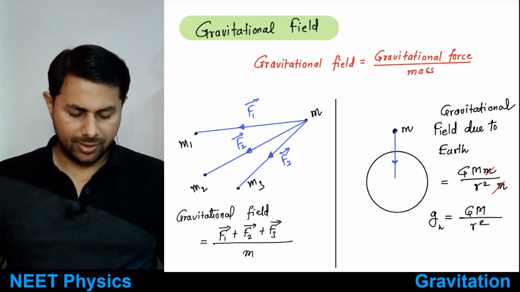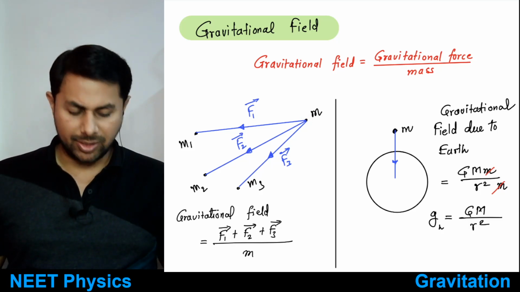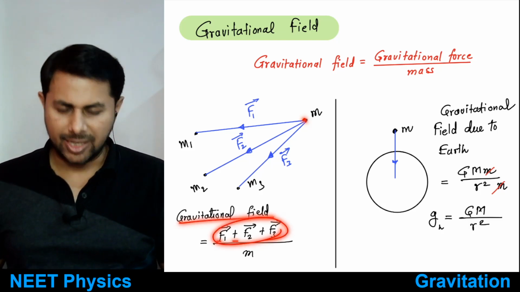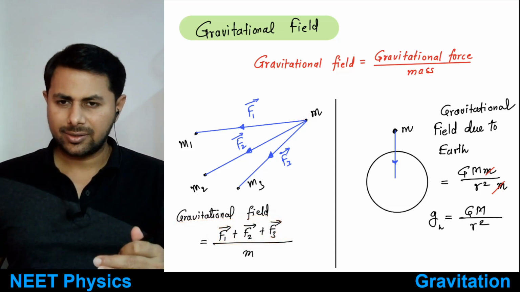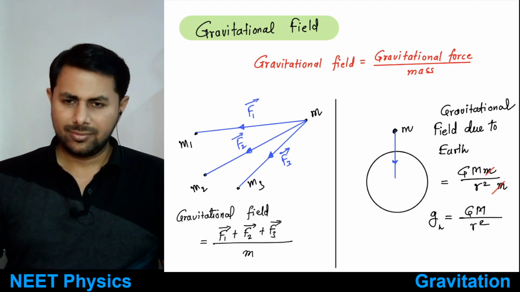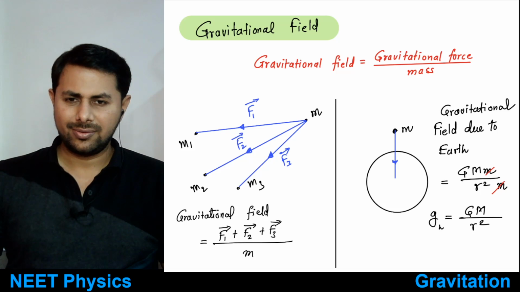If there is no other force, then there would be only gravitational force. Suppose there is only gravitational force, then what is gravitational field? It is just the sum of all the gravitational forces acting on this mass divided by the mass. So force upon mass is what? It is acceleration. This thing is clear.